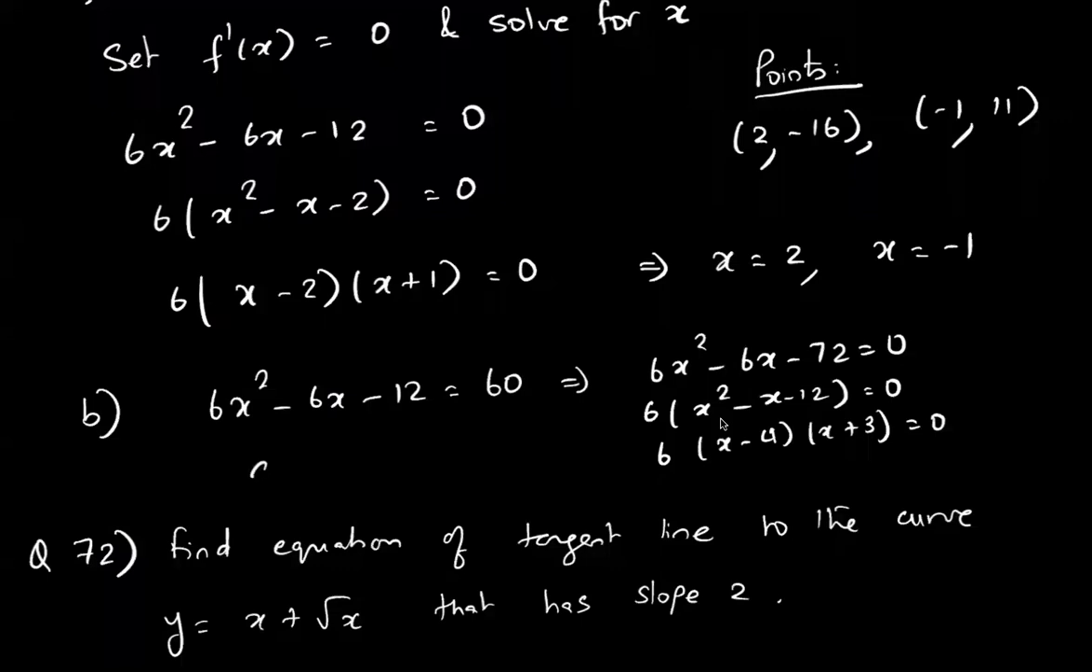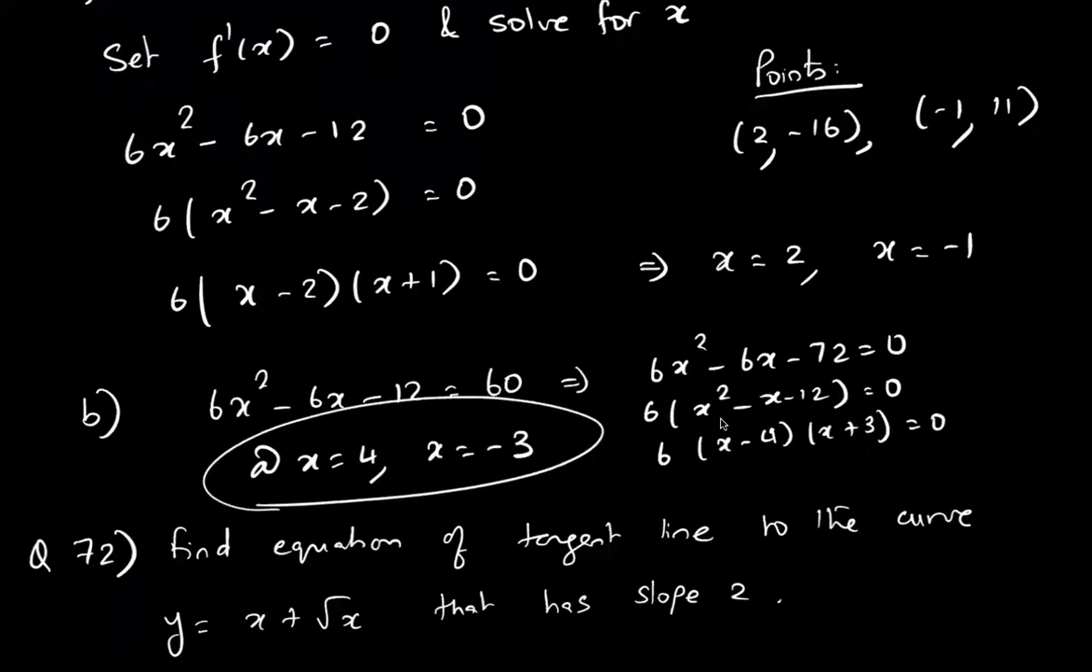Okay, so that gives me, at x equals 4 and x equals -3, tangent lines with a slope of positive 60.